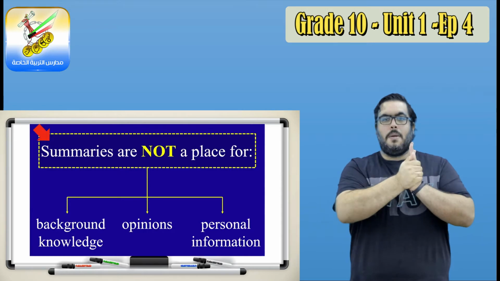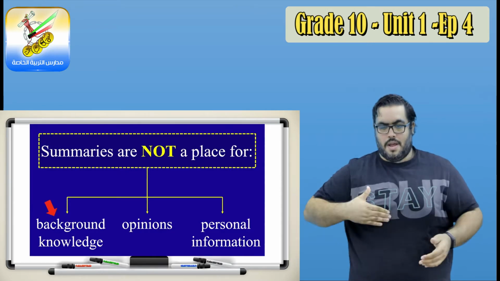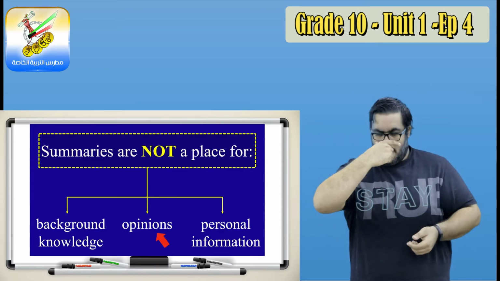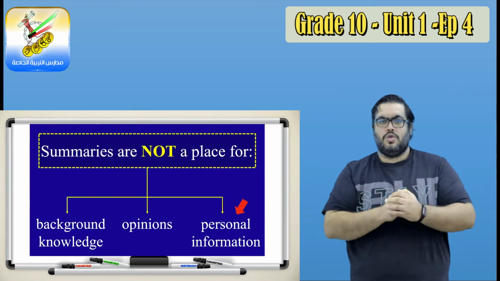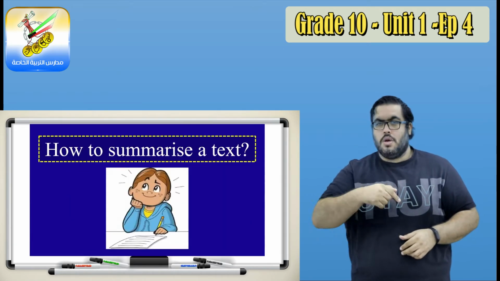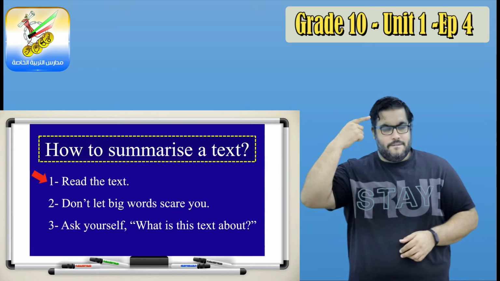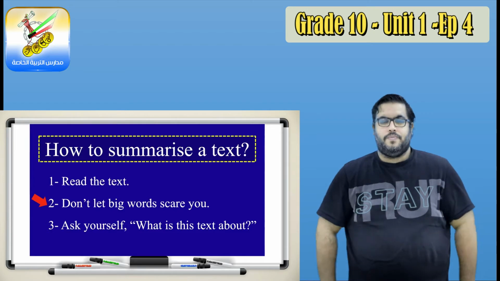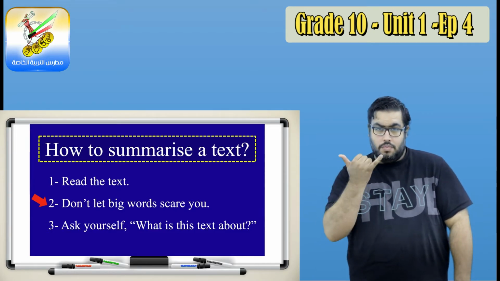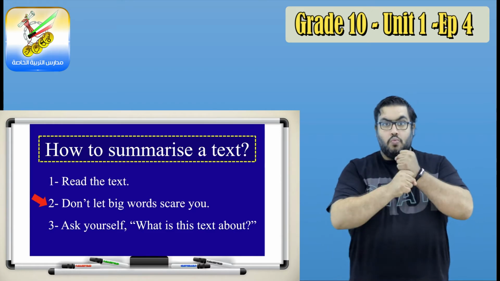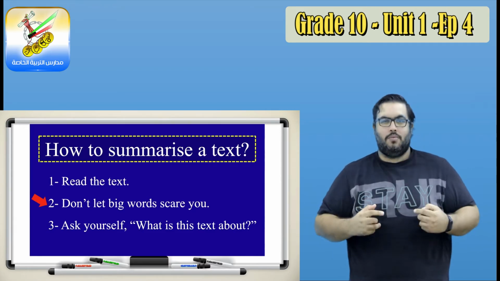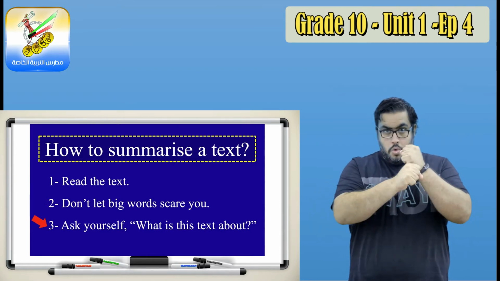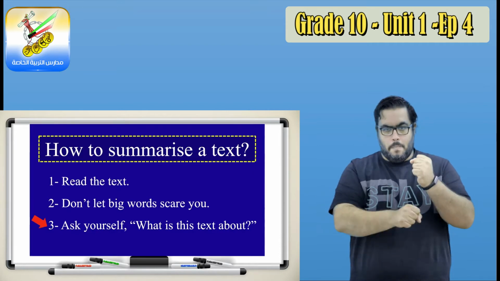Summaries are not a place for background knowledge. Don't tell us what you know. They are not a place for your opinions, and they are not a place for personal information. So how do we summarize a text? We first read the text. Then we try not to let big words scare us. For example, if we face a very difficult word that we don't know the meaning to, what I recommend is that you read the sentence again to understand the context, which will help you guess what the word means. And the last thing is, ask yourself, what is this text about?